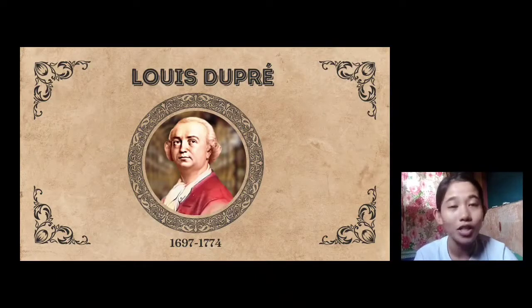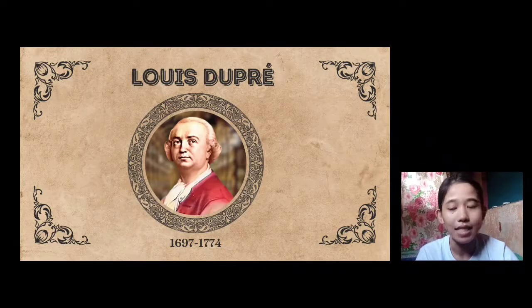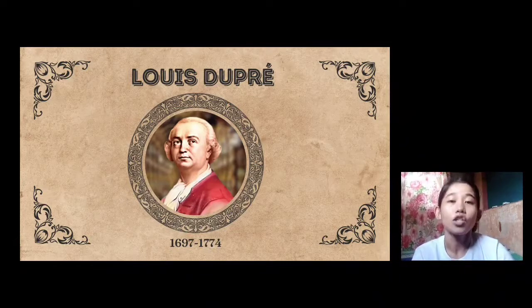So our first personality is Louis Dupre, also known as Le Grand Dupre. So si Louis Dupre is a professional dancer at the Paris Opera. His imposing presence and expansive majestic movements lend him the title as the God of Dance. So siya man ang teacher ni Gaëtan Vestris.